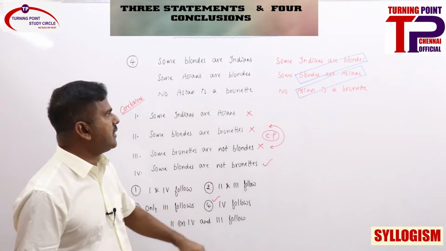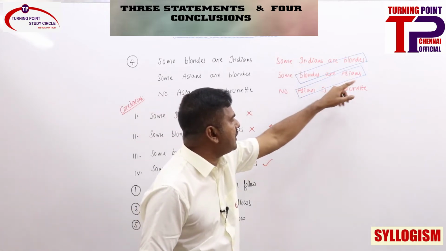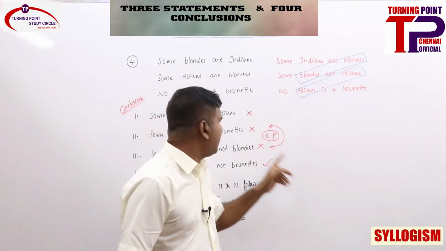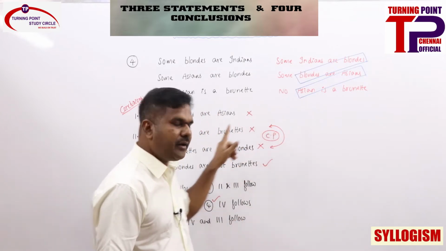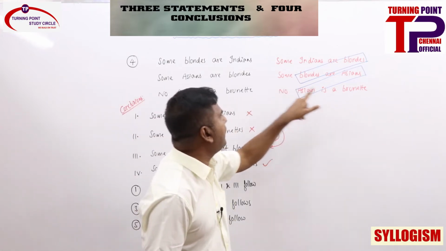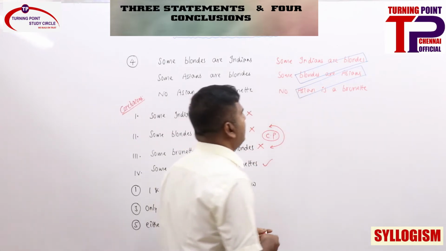Some Indians are Asians. Where is Indians and where is Asians? First and second statements. But I plus I gives no conclusion. So the first one won't follow. Right? Next one, some blondes are brunettes. Where is blondes and where is brunettes? 2 and 3. Right? 2 and 3.